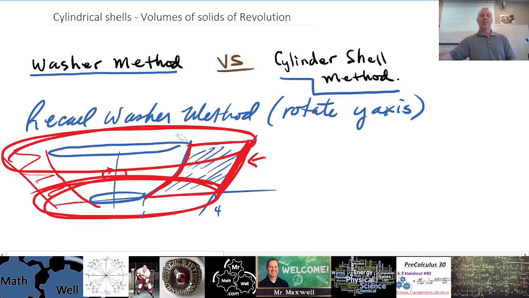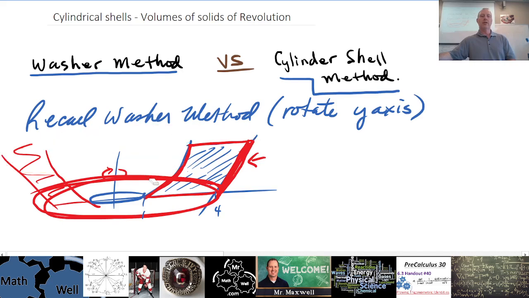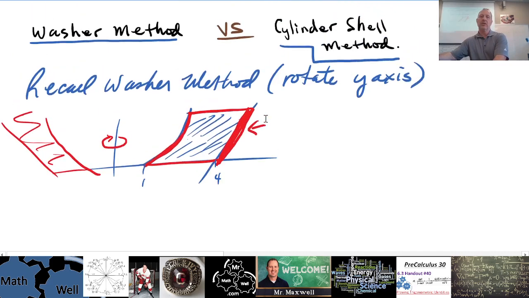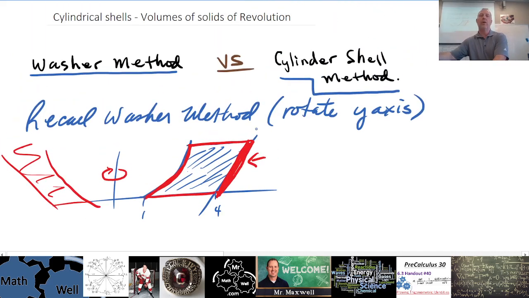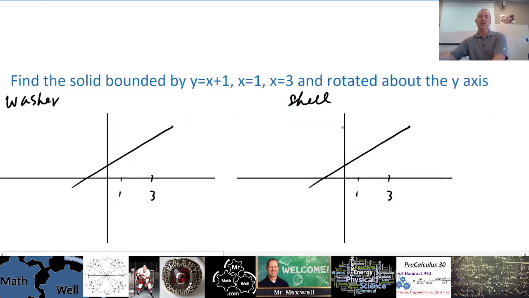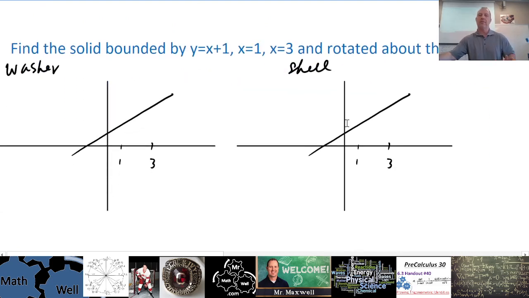Now I'm going to give you a couple examples where this washer method is going to get tricky. And this is going to make you aware of the need for this cylindrical shell method. So let's just say, now you can copy this down or you don't have to copy this down. I would suggest that because this is the first example where we have a description of the shell method, you might want to copy this down.